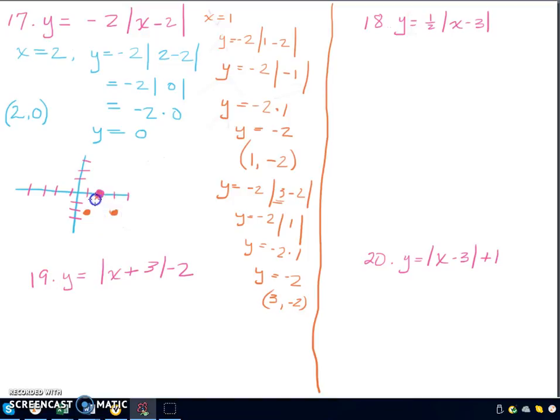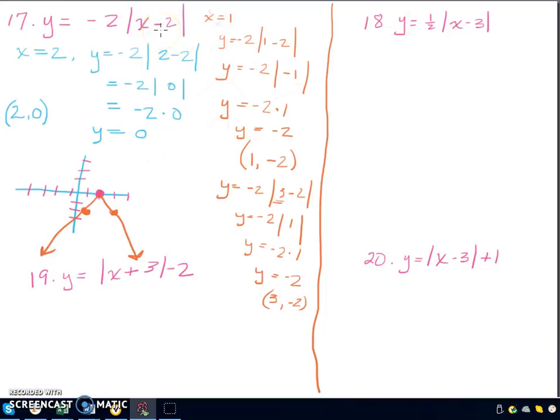And my graph, oops, let's just make this a little fatter. Pretend it went through there. Okay, that's what the graph would look like. And once we do this graph, you will see the difference between the width. Okay, so this is going to be the graph for negative 2, absolute value of x minus 2.